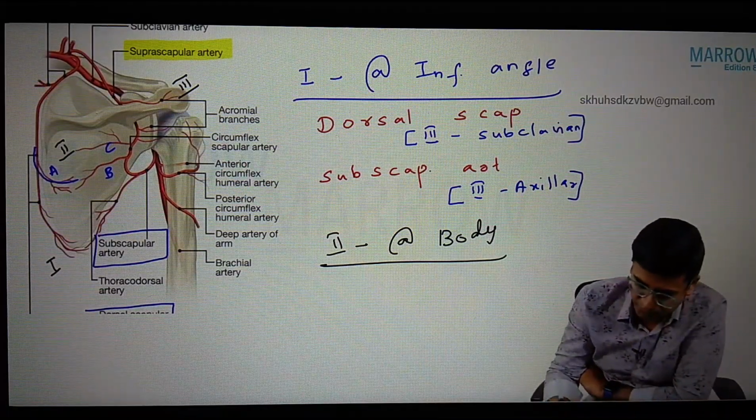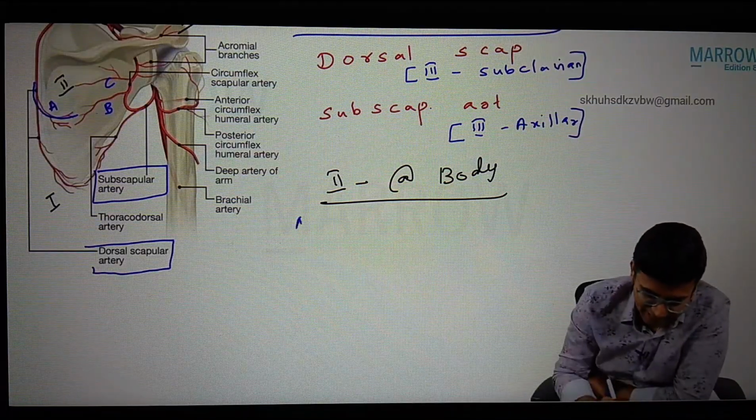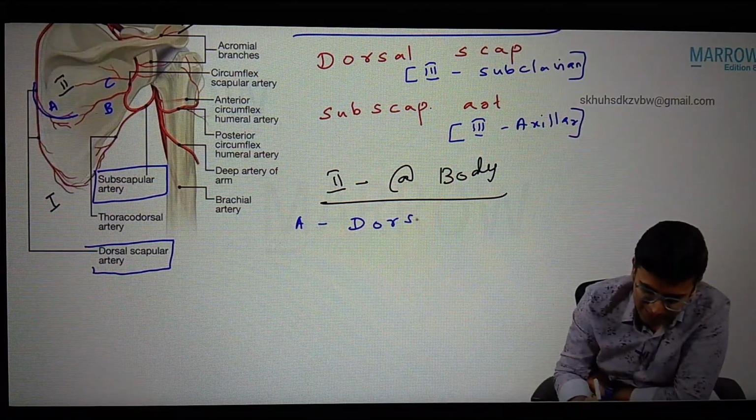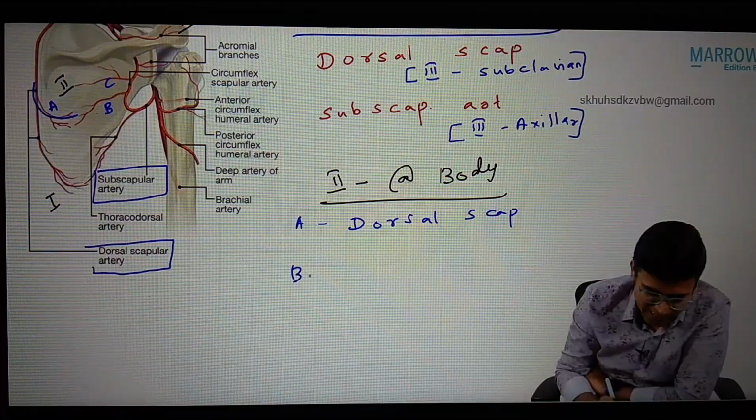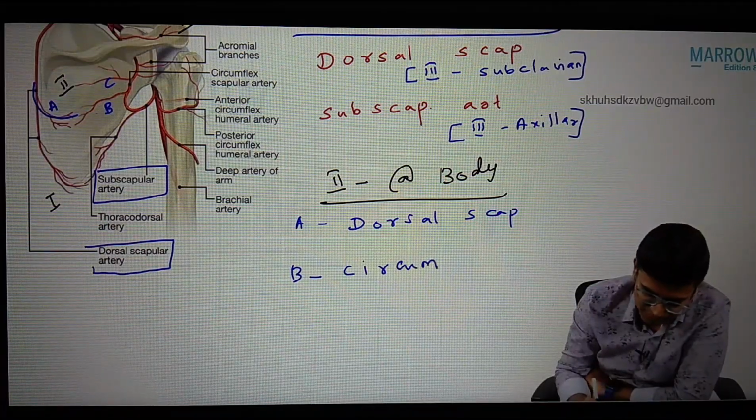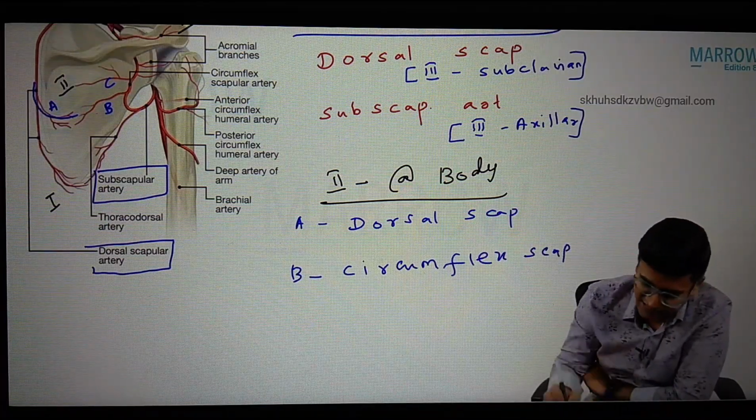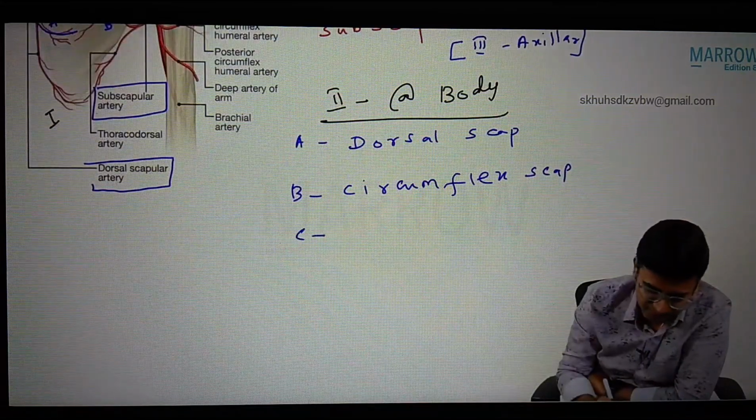So we're going to write: A, again, our dorsal scapular, B, circumflex scapular, and C, suprascapular artery.